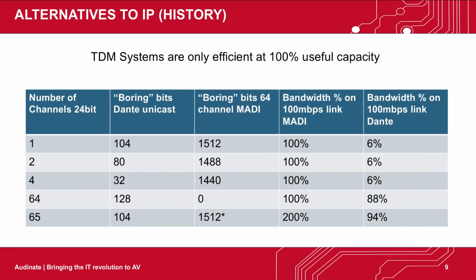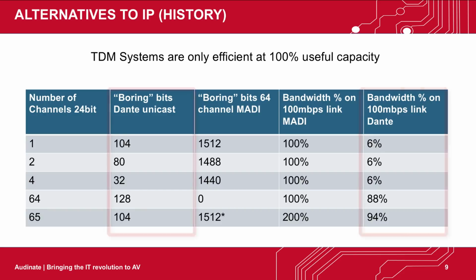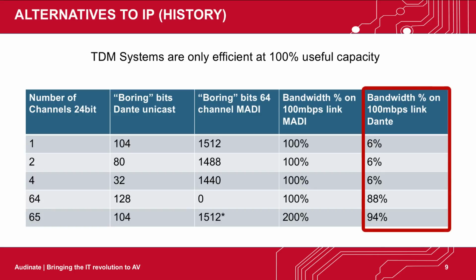Now that we've talked a little bit about TDM, let's take a minute to observe this chart. This chart compares the efficiency of MADI, a digital audio protocol using TDM, to Dante. As you can see, MADI is only efficient at 100% capacity for 64 channels. That is, 1 to 64 channels uses 100% of the bandwidth. If you want to use the 65th channel, it starts the cycle all over again, so you end up doubling your resource requirements unnecessarily. Compared to MADI, which uses TDM, Dante scales much more efficiently because it uses IP.